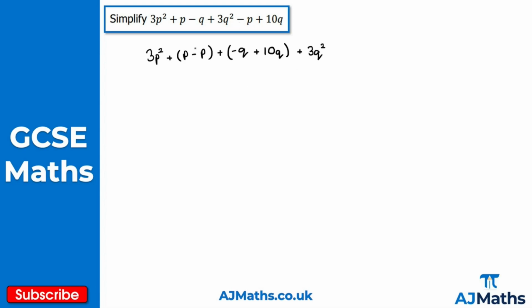We've dealt with the minus p and the 10q. So that's everything. All I need to do now is simplify these two brackets, and that would be this algebraic expression simplified by collecting like terms. Obviously the 3p squared stays as it is. We get 3p squared. I've now got p minus p, so that would just be 0, they'll just cancel. I've then got minus q plus 10q, or in other words 10q minus q, so that would give me 9q.